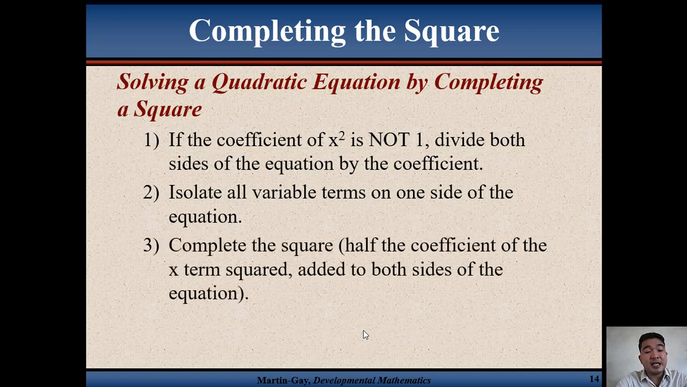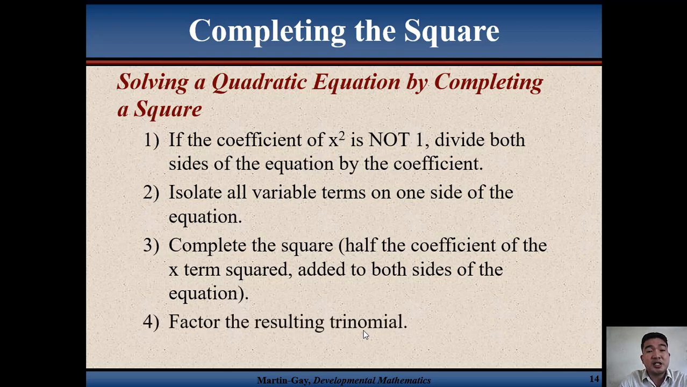Complete the square by getting half of the coefficient of the x term, or any variable with the power of 1, and then square it, then add it to both sides of the equation. For example, we have 10m. What is 1/2 of 10? 5. And then you get the square of 5, so you will have 25. And then you add 25 to the left and to the right of the equation.